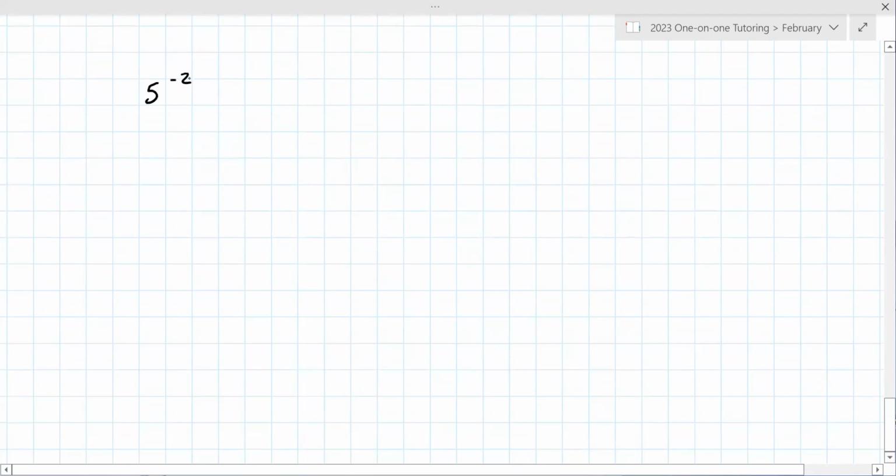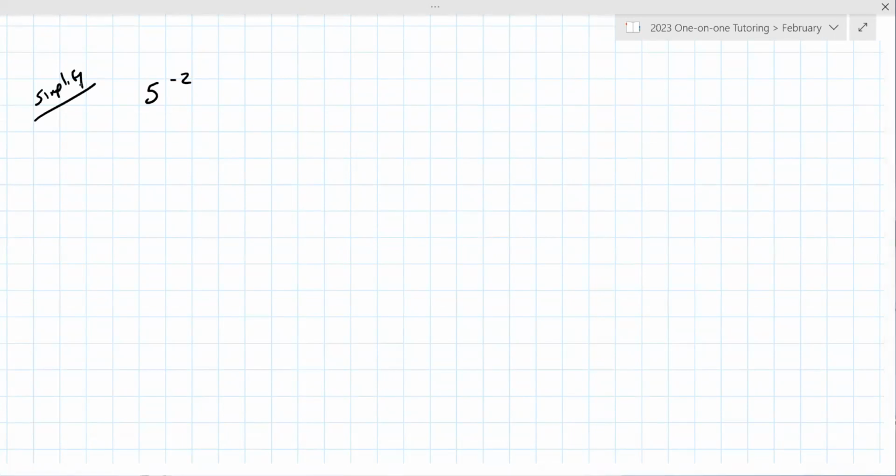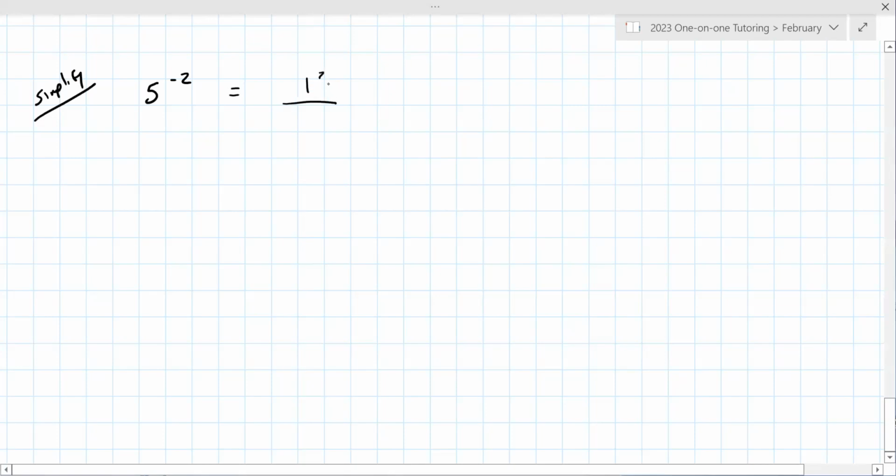5 to the minus 2 power. I want you to simplify this. It's just like the last problem, just different numbers. Don't just go to the calculator. That's not productive here. So give that a try. What you want to do is make the negative 2 positive. So you make it 1 to the power of 2 over 5 to the power of 2. Good. And then that'd be 1 over 25.